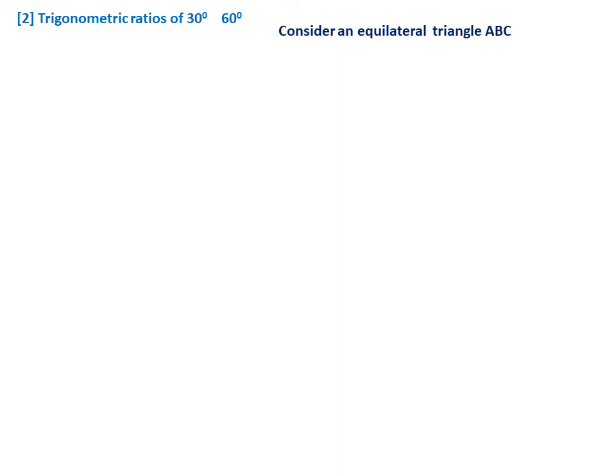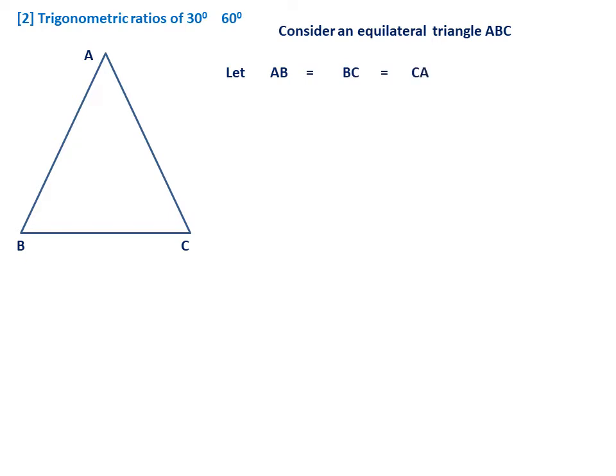Consider an equilateral triangle ABC. You know what we mean by an equilateral triangle? All the 3 sides are equal. ABC is an equilateral triangle. Now, let AB equal to BC equal to CA equal to 2A. So, 2A, 2A and 2A.